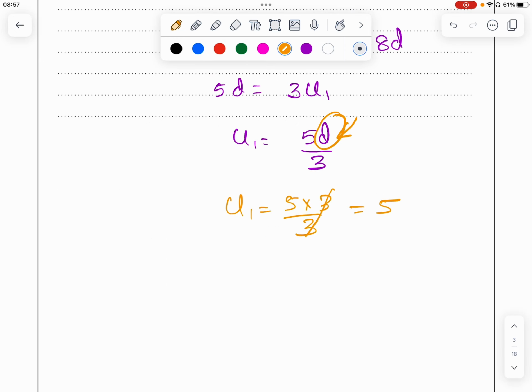So therefore, what am I going to take? Common difference as 3. In that case, the first term is going to be 5. See, these are both integers. So you have to take a D which is a multiple of 3 so that I can simplify and get that answer.